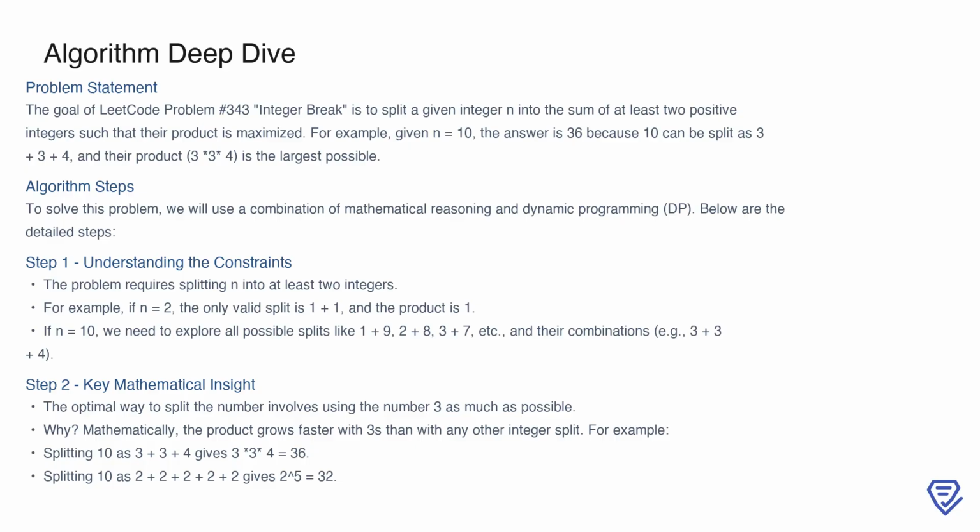However, there's a key mathematical insight. The product grows faster when we use the number 3 as much as possible. For example, splitting 10 into 3 plus 3 plus 4 gives a product of 36, which is greater than splitting it into 2 plus 2 plus 2 plus 2 plus 2, which results in just 32. This insight forms the foundation of our approach.